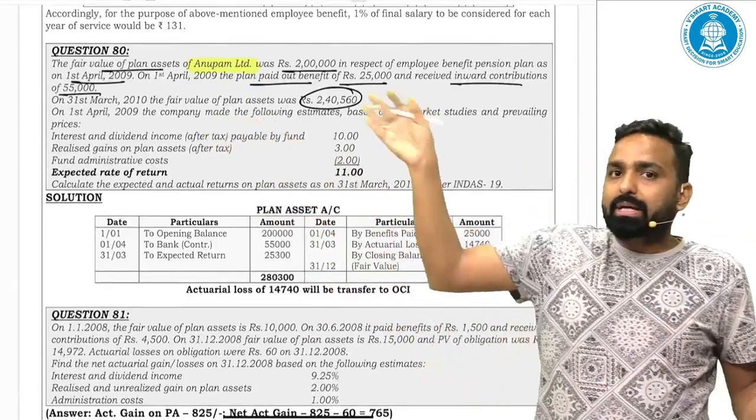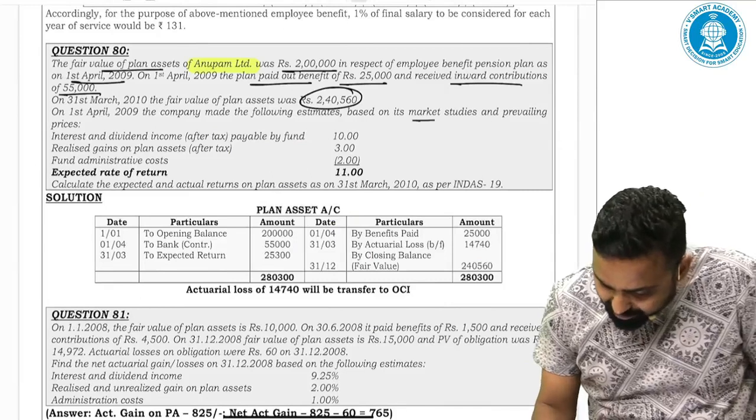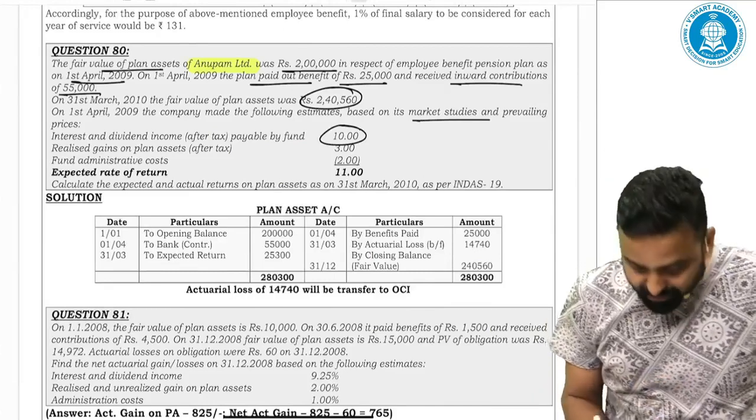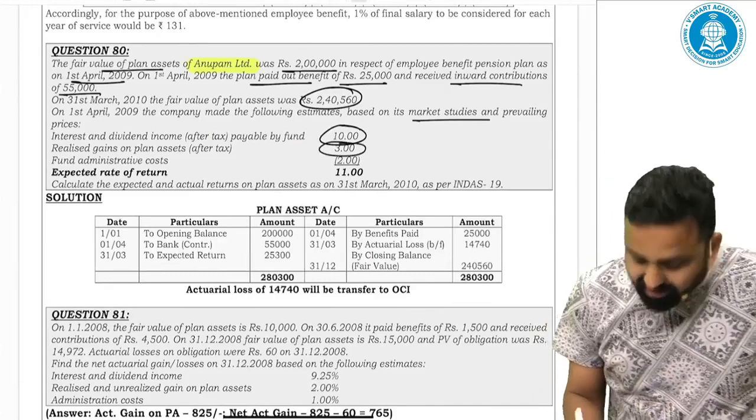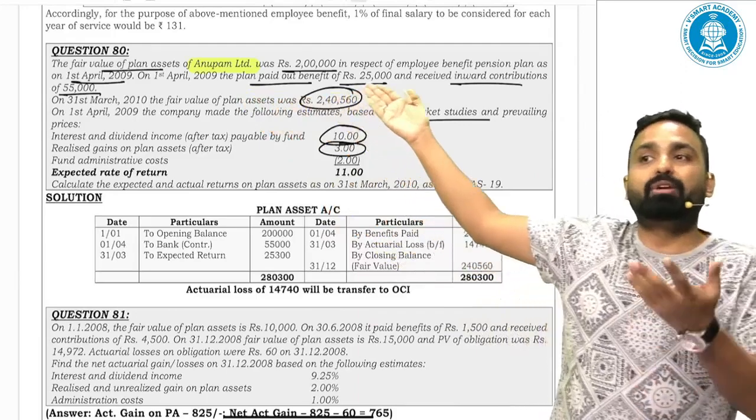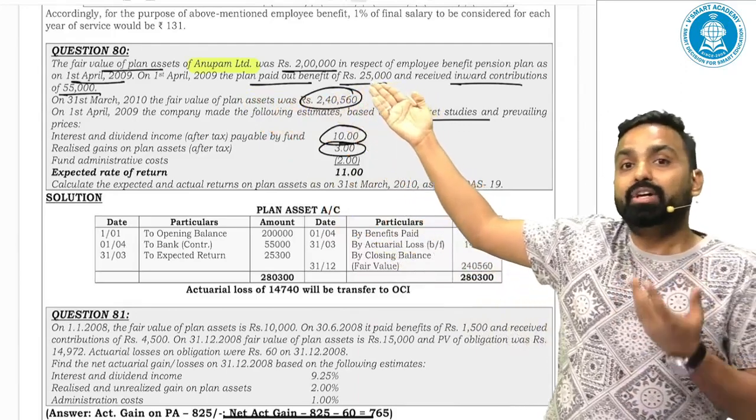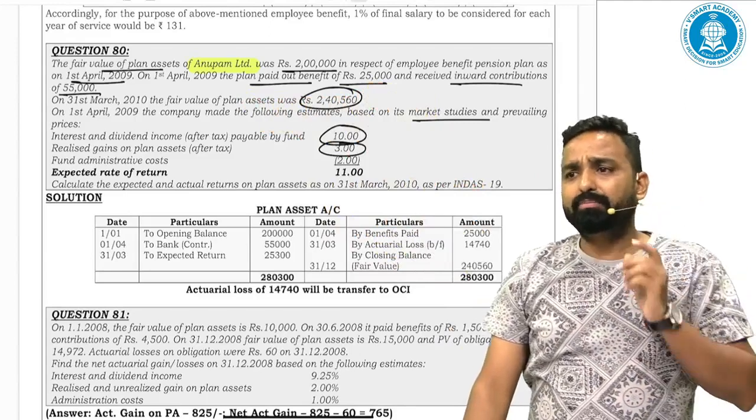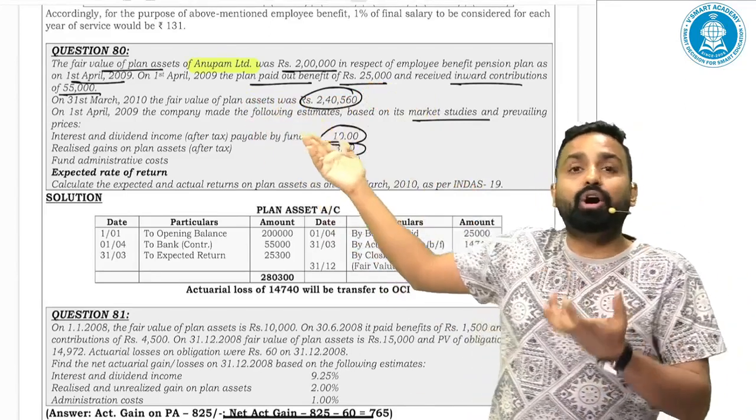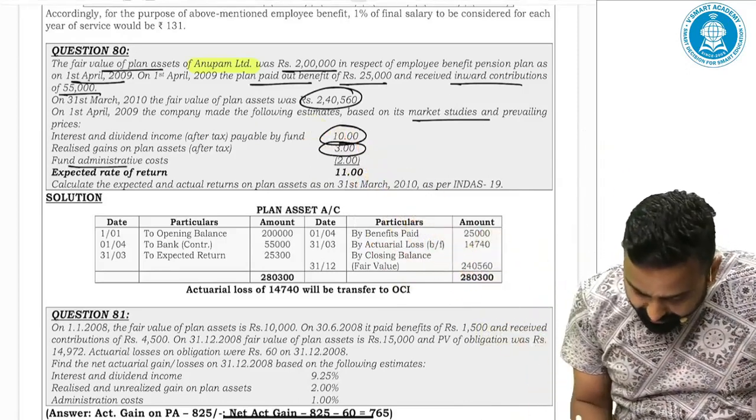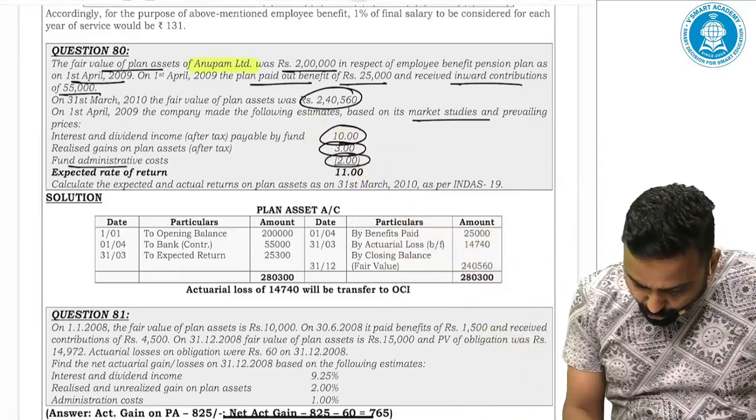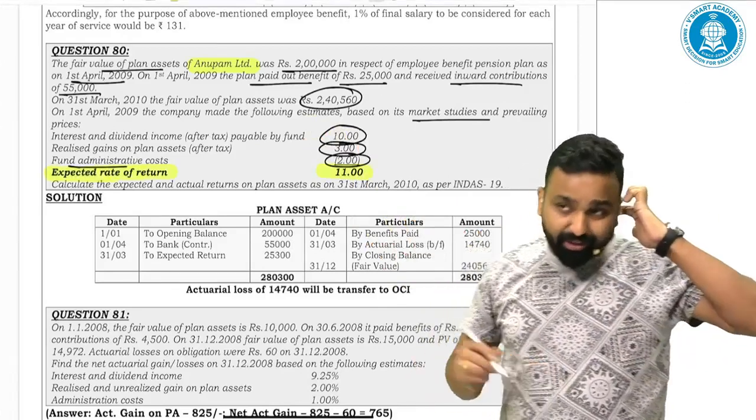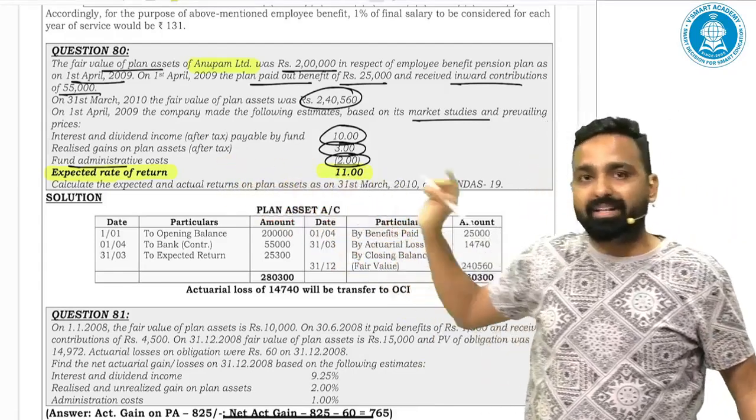See, actuary is involved in the plan asset also. So as per the actuary's estimation, interest and dividend income on such investments is 10%. Realized gain on plan asset is 3%. What is realized gain? We sold some of the plan assets portion, so we may have a gain on sale of the plan asset. And the administration fund cost is minus 2%. So on an average, there's an expected return of 11% on the plan asset.